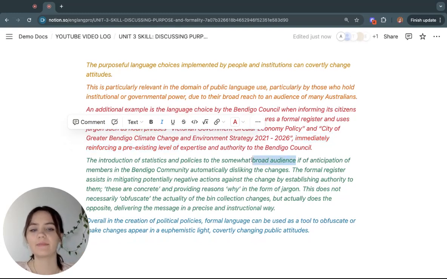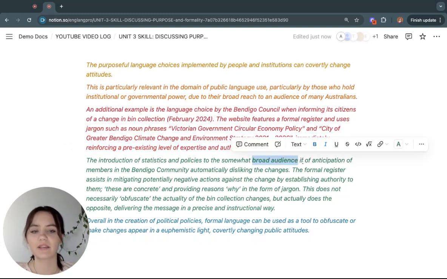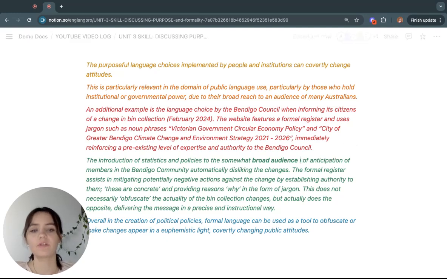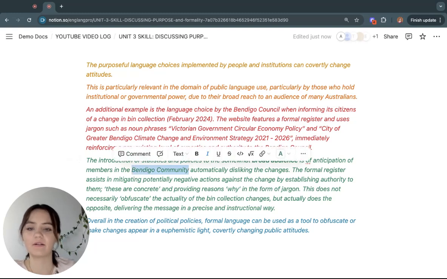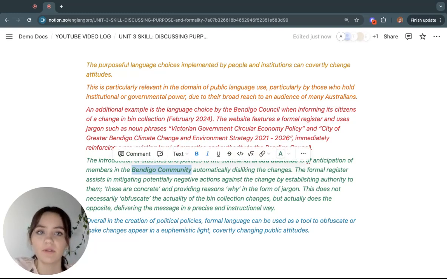And you can see I label it as broad to be as accurate as possible, so the somewhat broad audience is of anticipation of members in the Bendigo community automatically disliking the changes. Once again, I've been really specific in saying my audience. It's not necessarily something that's going to take you extra time, right? By saying audience, people versus the specific community, the specific location these people live in, it can really elevate your response because you're showing that you understand who the audience is.